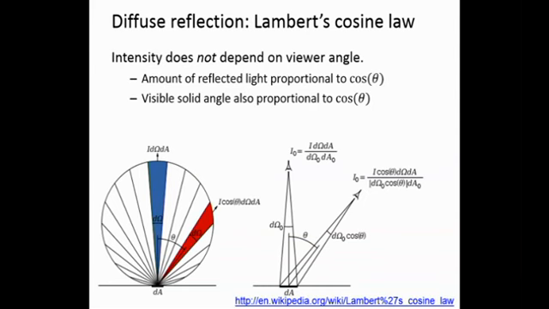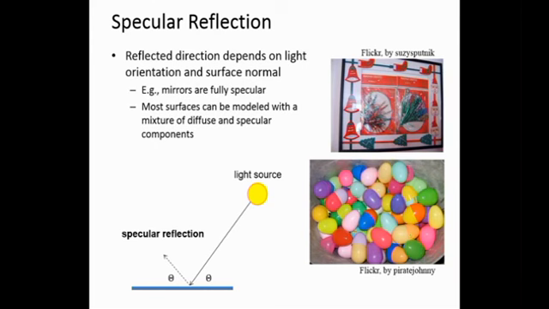As a result, the intensity per unit area that reaches my eye is the same no matter what my viewing direction is. That's a really nice property, because otherwise our image of objects would be constantly changing as we move around them. You can imagine if everything was a mirrored surface, it'd be very confusing. So specular reflection isn't like that.